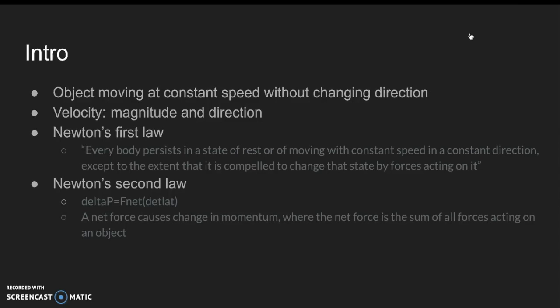The object of this lab was to create a video and construct a code that showed an object moving at a constant speed that did not change direction. This is an example of velocity, which takes into account magnitude and direction. So in order to have a constant velocity, you have to be moving at the same speed, which would be the magnitude portion of the velocity vector, and at the same direction.